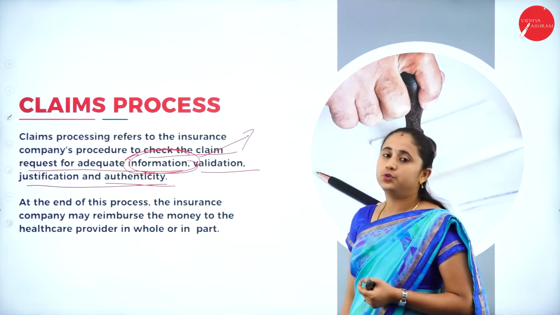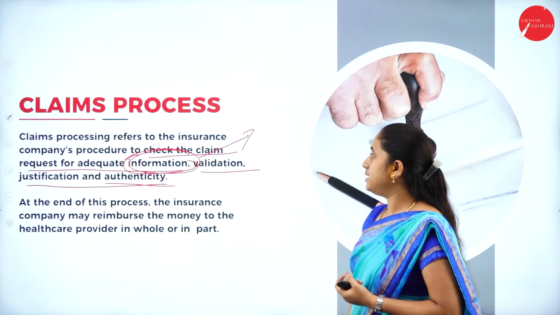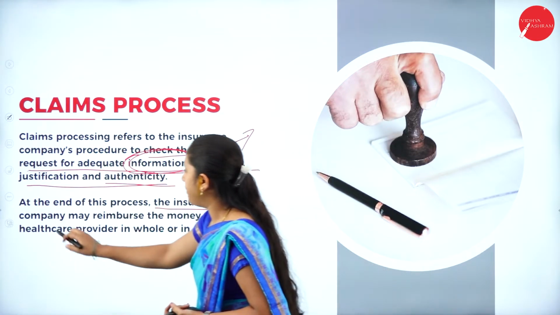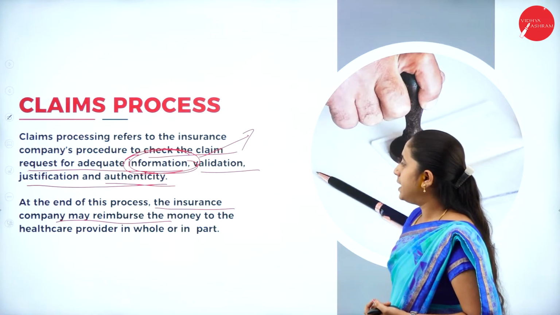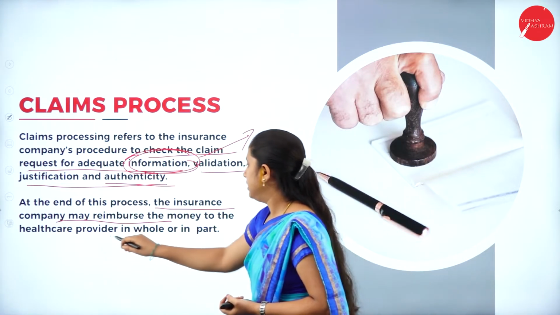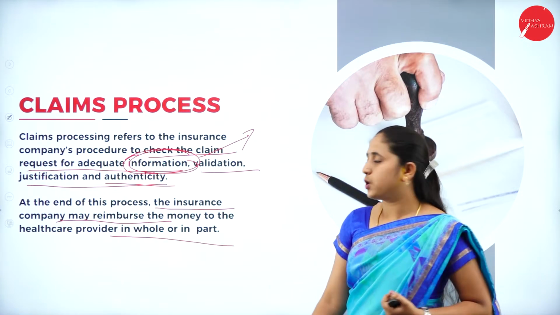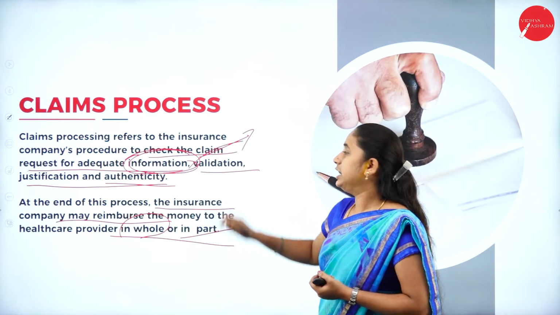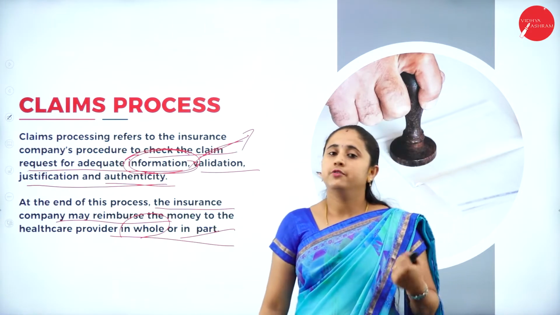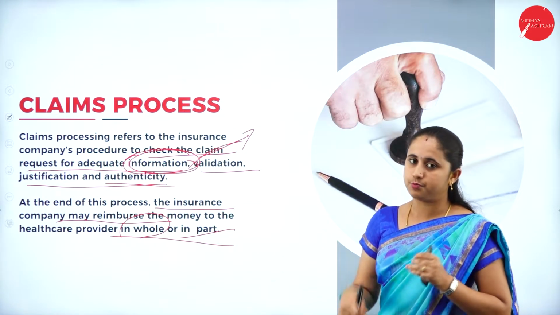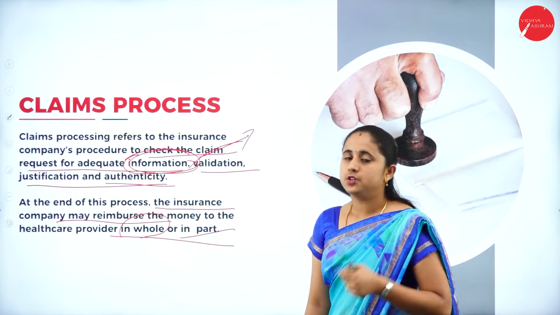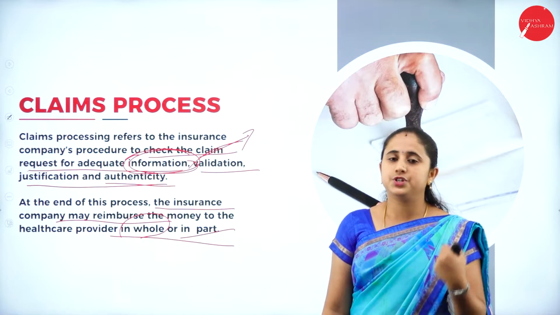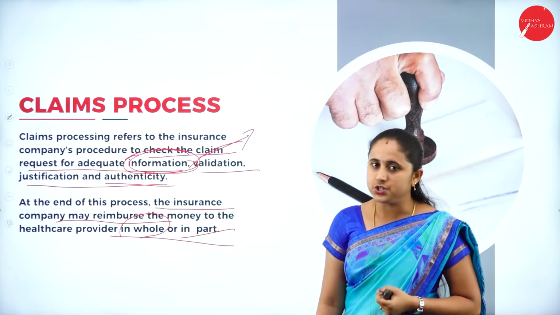So here under Unit 5, the last unit, we are going to study the claims process. At the end of this process, the insurance company may reimburse the money to the healthcare provider in whole or in part. So you need to go through the information. Under Unit 5, we are going to study in detail the claims process, procedures and the information. Before taking any insurance, we need to collect the information. You need to analyze the information twice or thrice before taking any insurance.